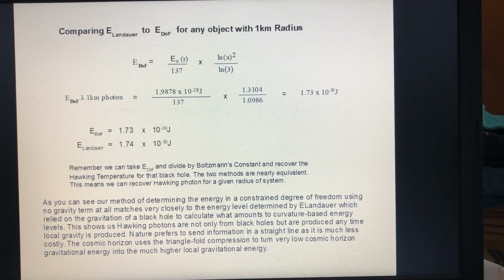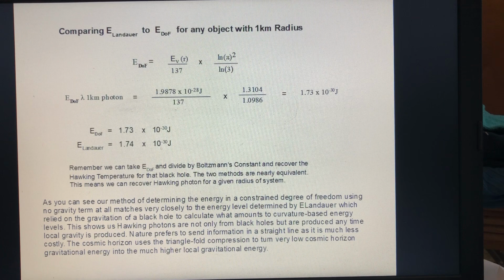This means we can recover Hawking photon energy for a given radius of any system. As you can see, our method of determining the energy in a constrained degree of freedom using no gravity term at all matches very closely to the energy level determined by E Landauer, which relied on the gravitation of a black hole to calculate what amounts to curvature-based energy levels. This shows us Hawking photons are not only from black holes, but are produced anytime local gravity is produced.